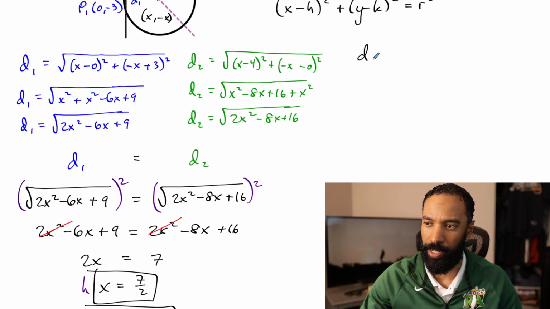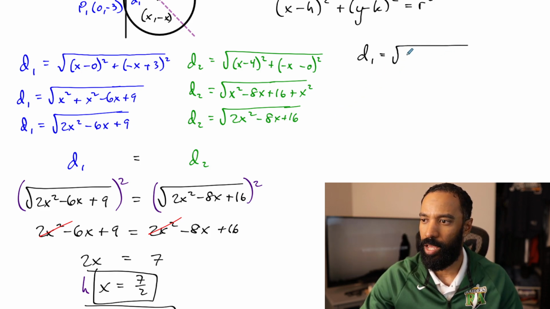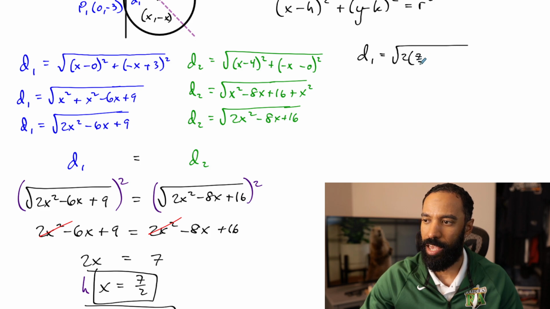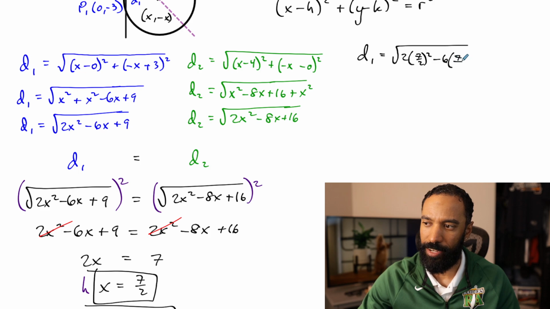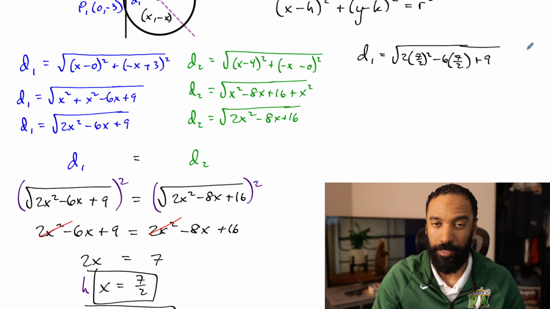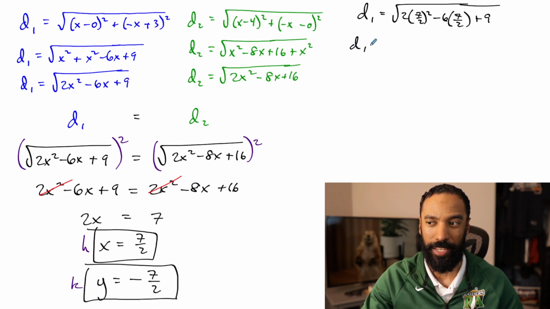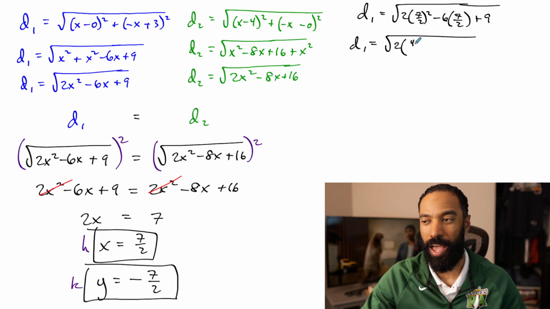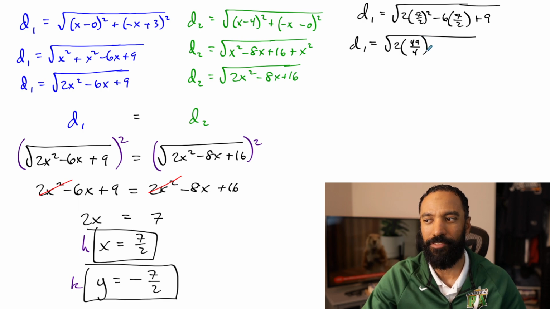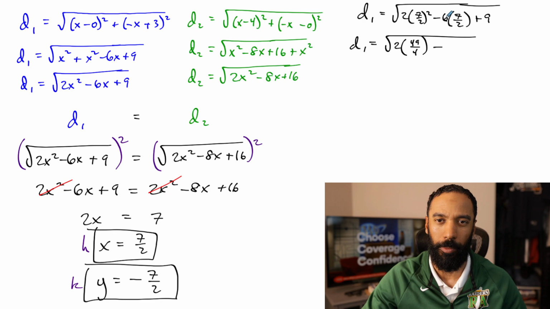So d1 equals, I'm going to use 7/2 for x. Let's do the square root of 2 times 7/2 squared minus 6 times 7/2 plus 9. Imagine me doing this over typing. Forget what you have to read with it, I'd have to write it. This is why I'm doing it this way. I've never done a problem like this. I've done problems of this ilk, like writing equations and stuff, but not like this. This is a pretty cool problem.